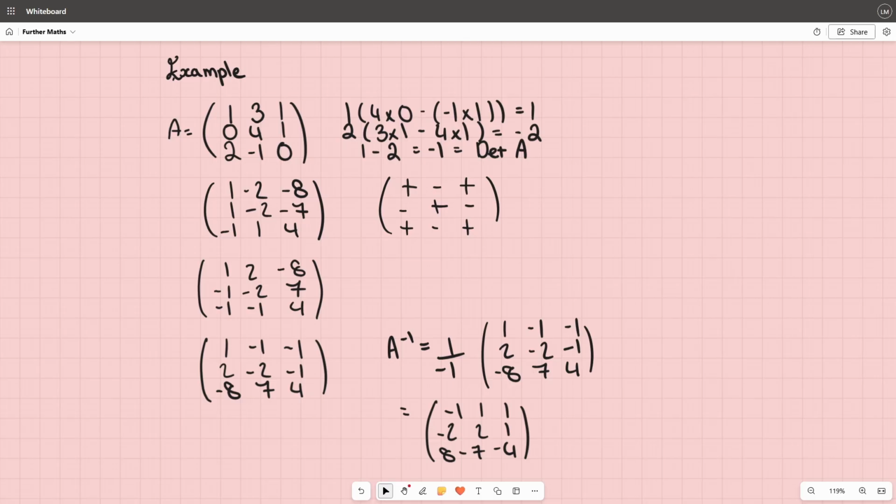And then you have to transpose it, so you keep your leading diagonal and swap everything around it. And then the final thing is to divide it by the determinant, which in this case is minus 1. So 1 over minus 1 is just minus 1. So I just multiply everything by minus 1, which gives minus 1, 1, 1, minus 2, 2, 1, 8, minus 7, and minus 4. And that is the answer. So that is the inverse of matrix A.